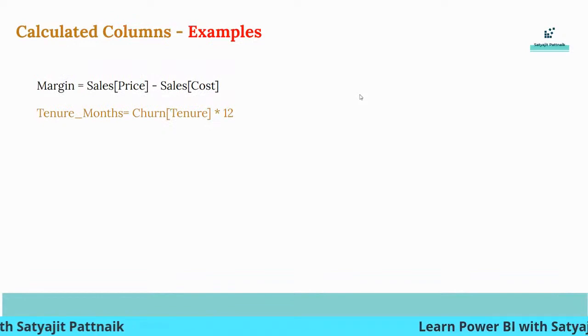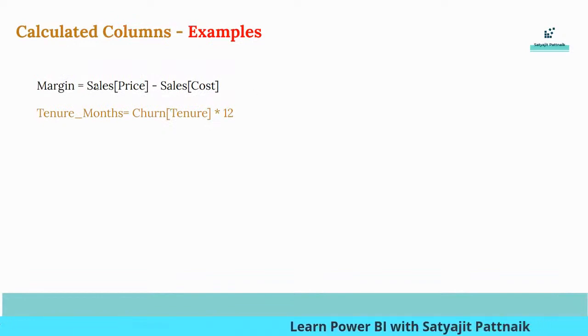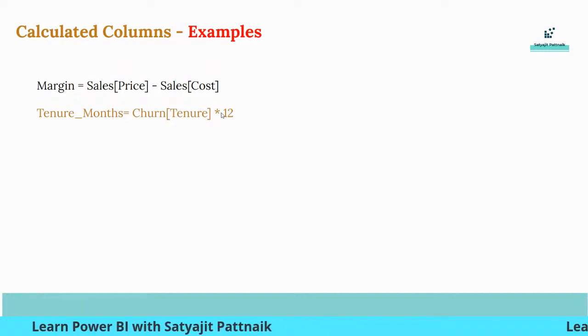So this is how the calculated columns are created. Something equals to something minus something, something into something. So these are some of the arithmetic operations that are possible.